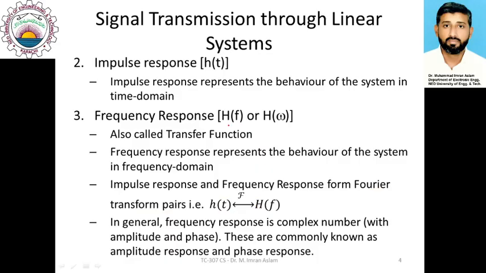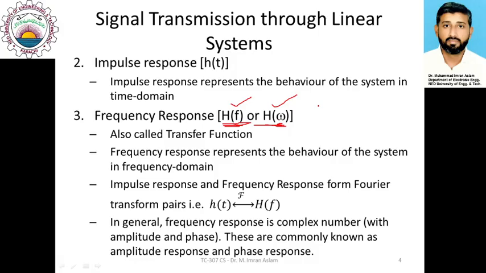As I mentioned earlier, we typically use the frequency variable f, but some authors prefer to write in terms of omega, or radian frequency omega. So frequency response can be represented in terms of f or omega. It does not make any difference, as f and omega are related by a constant multiple, which is 2 pi. If you multiply f with 2 pi, you get omega. So we can represent both of them simultaneously.